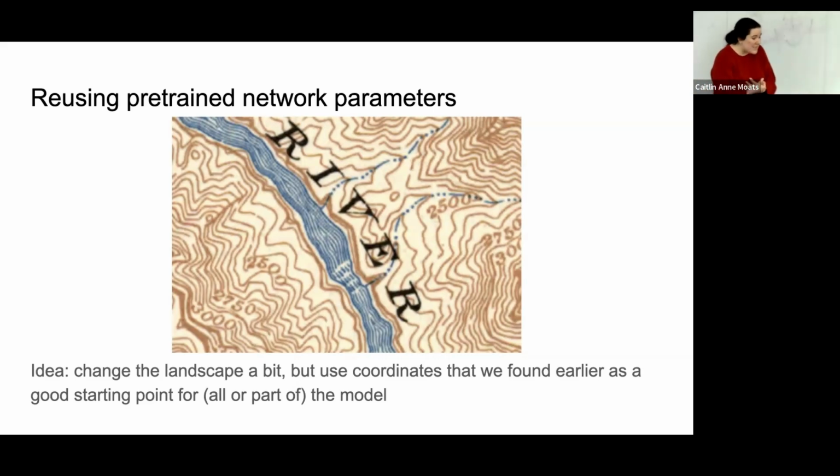Well, it turns out it's a perfectly valid thing to do to structure a landscape with a loss function, work your way to the bottom of that, and then change that landscape slightly, but still use those coordinates that you walked to as a starting point.